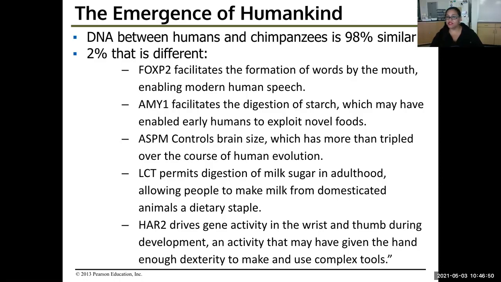LCT permits the digestion of milk sugar into adulthood. Most other mammals don't drink milk beyond childhood, beyond infancy, actually. And HAR2 drives the gene activity in the wrist and thumb during development. The wrist and thumb give us our opposable thumbs. Helps us use tools, among other things.